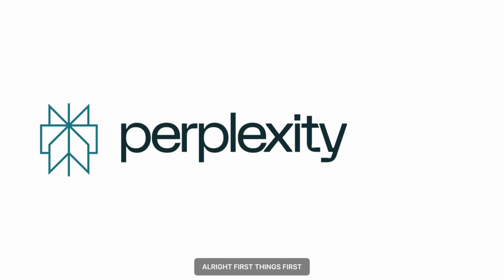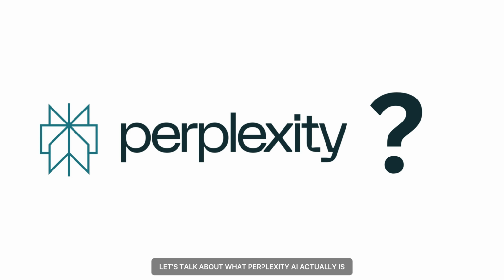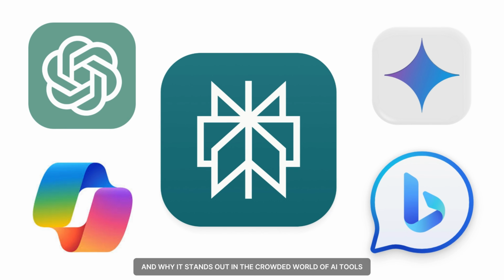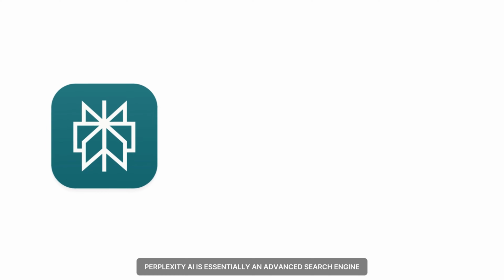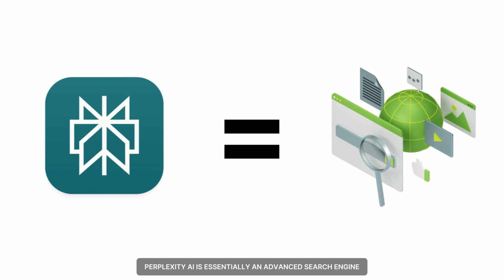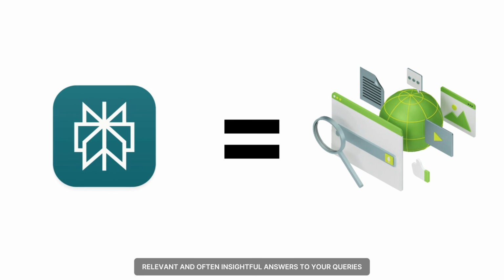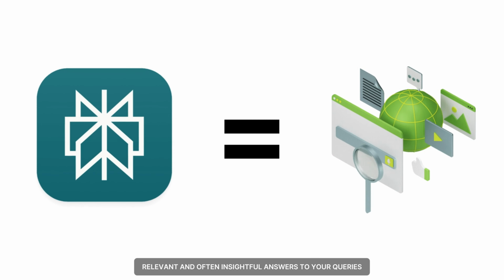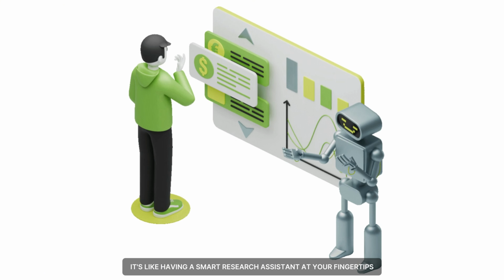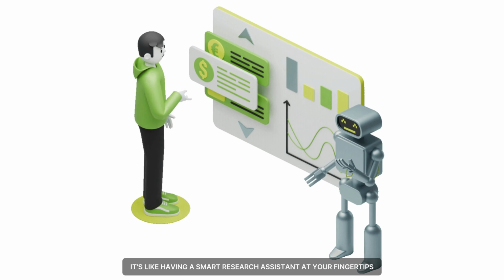All right, first things first. Let's talk about what Perplexity AI actually is and why it stands out in the crowded world of AI tools. Perplexity AI is essentially an advanced search engine that uses artificial intelligence to provide you with precise, relevant, and often insightful answers to your queries. It's like having a smart research assistant at your fingertips.